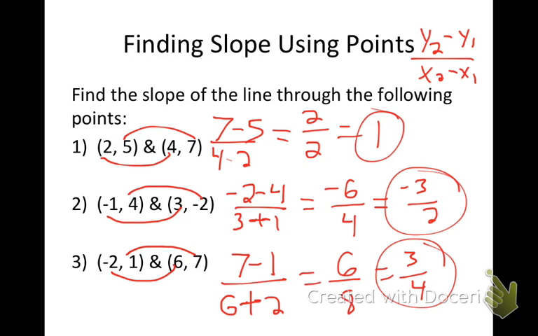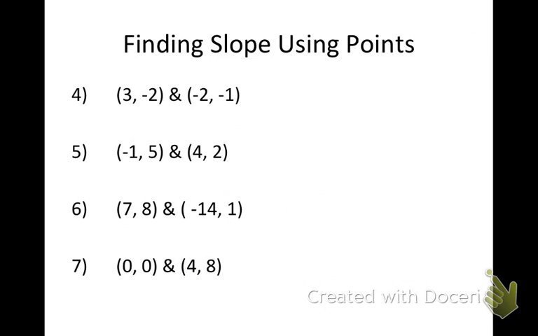Alright? So again, the big key to slope is using the slope formula. Rise over run, changing the y over changing the x. Take a couple seconds now to try these 4 on your own. Again, slope formula is y2 minus y1 over x2 minus x1. So take a few seconds, try these 4 on your own.